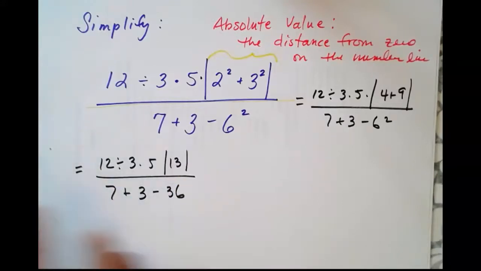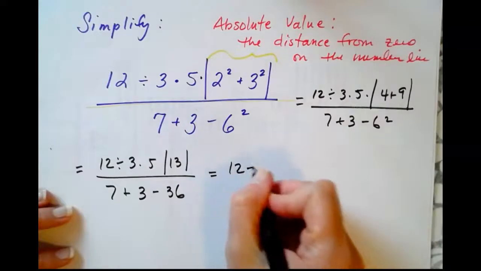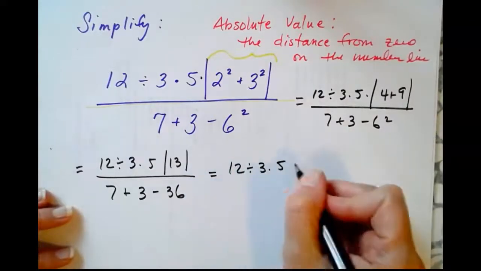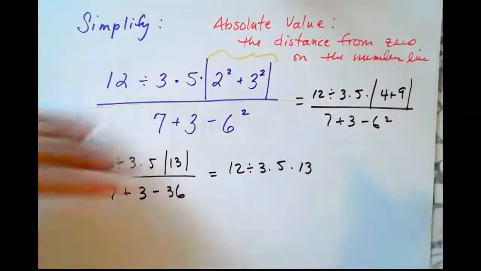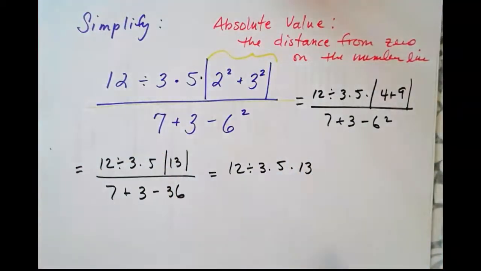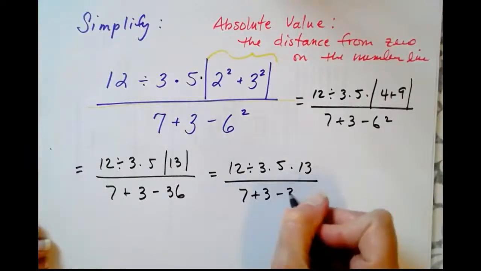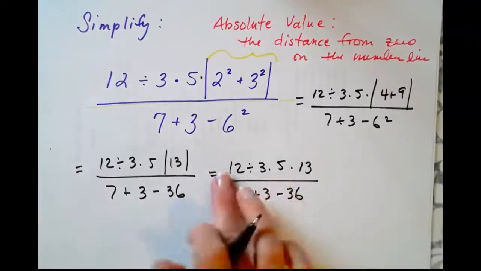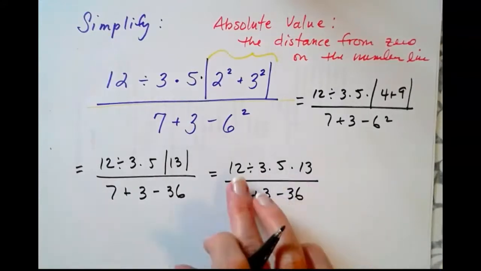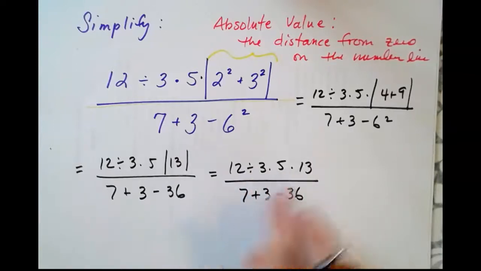So we're going to end up with our next step as 12 divided by 3 times 5 times the absolute value of 13 is 13. Why? Because 13 is 13 units from 0. All over 7 plus 3 minus 36. Now, let's give our full attention to this numerator. 12 divided by 3 times 5 times 13.